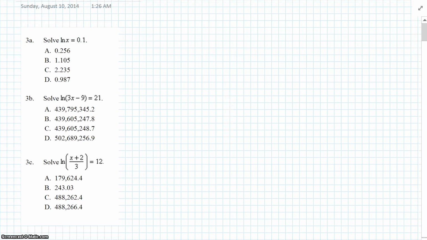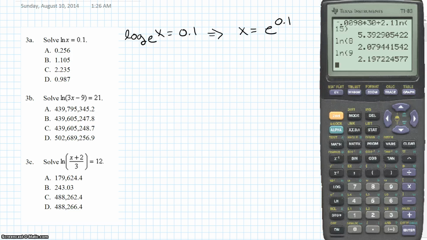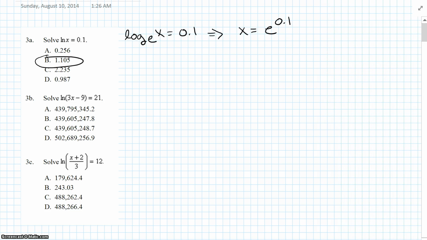So let's look at ours. Solve the natural log of x equals 0.1. So that's the same thing as saying log base e of x is equal to 0.1. So that is the same thing as saying x is equal to e to the 0.1 power. So let's put that to the test and see what we get. So e to the 0.1 power. I got 1.15, so the answer is B.